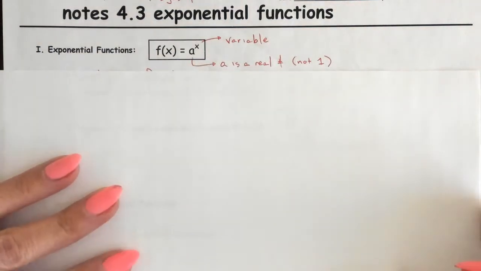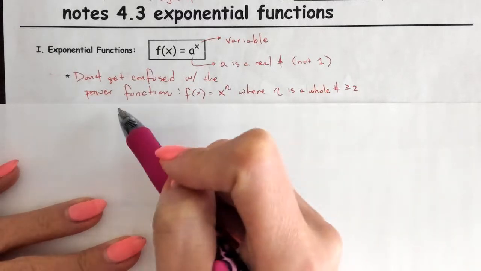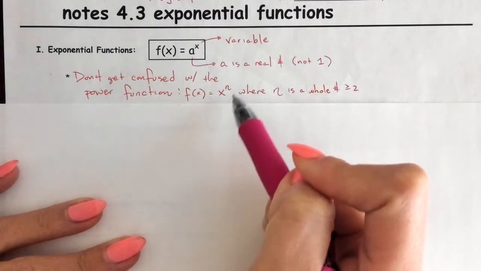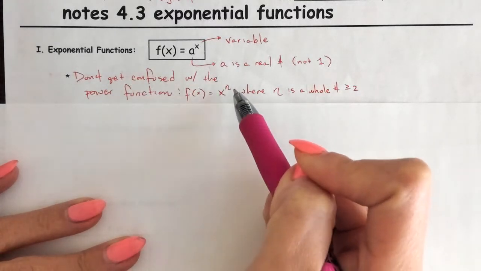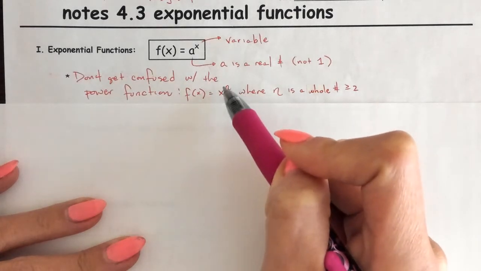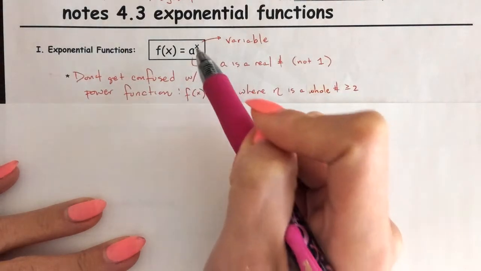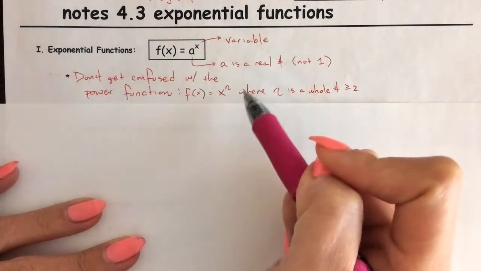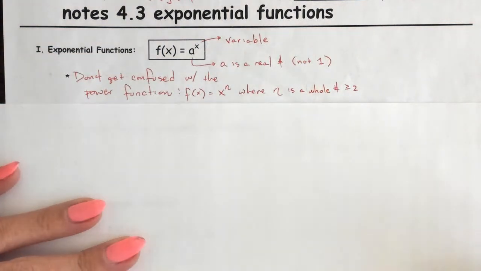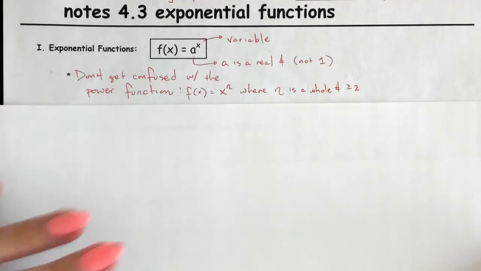Okay, so keep in mind, and don't get confused with the power function. This is a power function. X to the 7th power would be a power function, where this is like a number greater or equal to 2. This is not a power function because it's something to the x power instead of x to the something power. Okay, so just don't get confused between exponential versus power function.